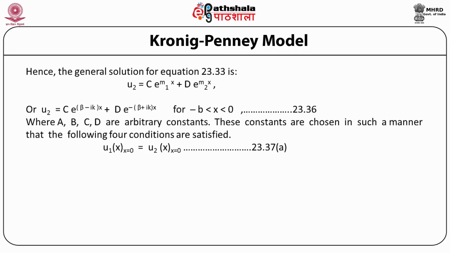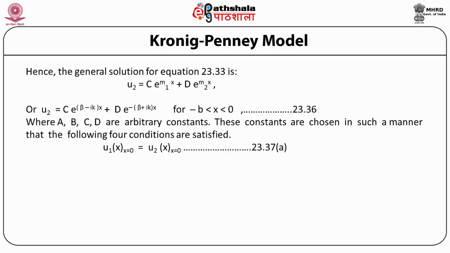Hence, the general solution for equation 23.33 is u2 equal to C e^(m1 x) + D e^(m2 x), or u2 is equal to C e^((β − ik)x) + D e^((−β + ik)x) for −b < x < 0, given in equation 23.36, where A, B, C, D are arbitrary constants. These constants are chosen in such a manner that the following four conditions are satisfied.